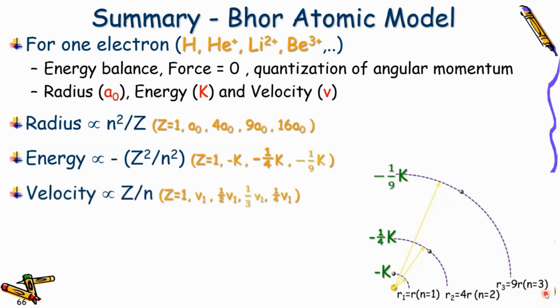And velocity will be proportional to Z over n. If Z equals 1, that will be V1, half V1, one third V1, and a quarter V1.